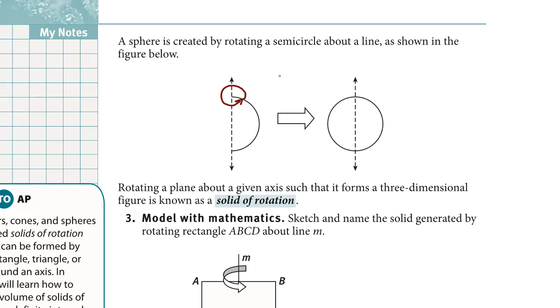Rotating a plane around a given axis line forms a three-dimensional figure known as a solid of rotation. So one example of a solid of rotation is a sphere.